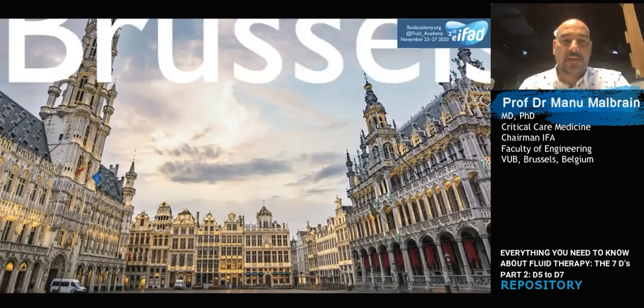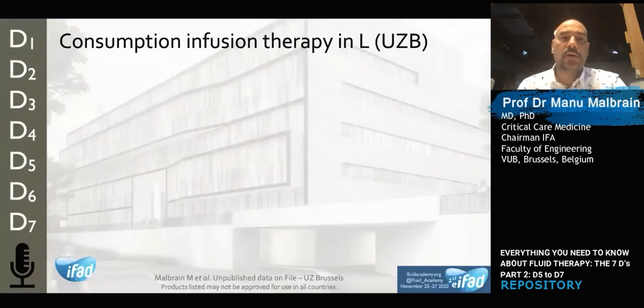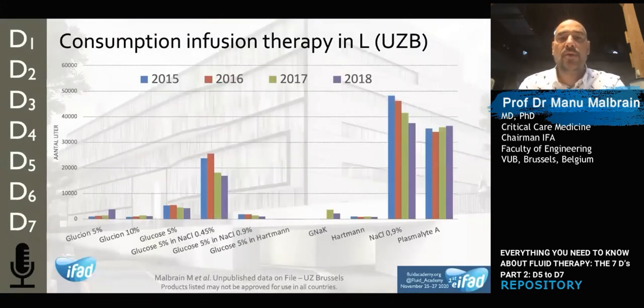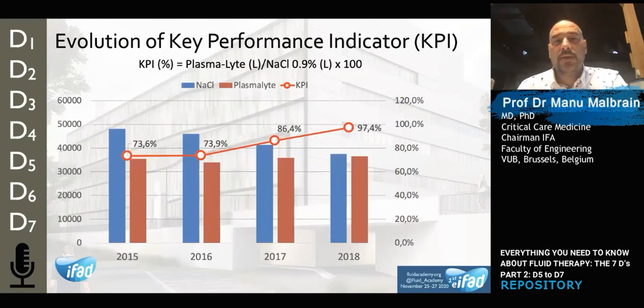So meanwhile, back to Brussels, how did it end there with the consumption of the infusion therapy? You can see that there was a drop in saline and a little increase in plasmalyte. We also saw a drop in the ugly, so to speak, maintenance solutions, and an increase in ready-from-the-shelf hypotonic maintenance solutions. But overall, maintenance solutions decreased.